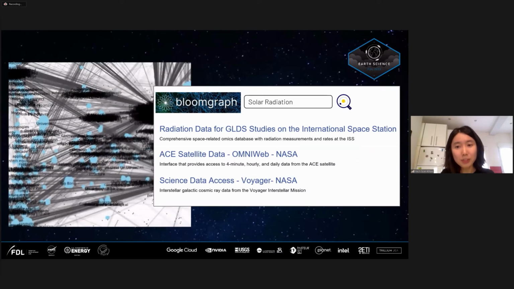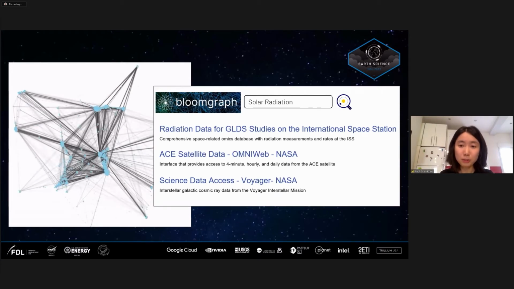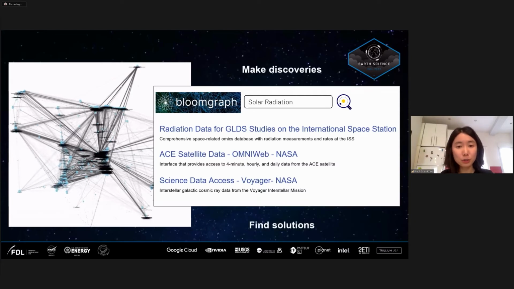With this tool, we expect to at least reduce the search time by half through this high volume of information. We want to provide scientists this tool that will help them make discoveries and find solutions so that not only can we go back to the moon, but we can go to Mars and beyond.